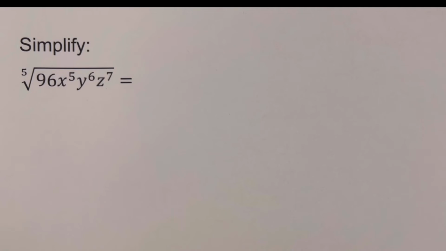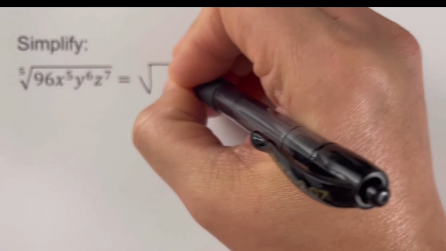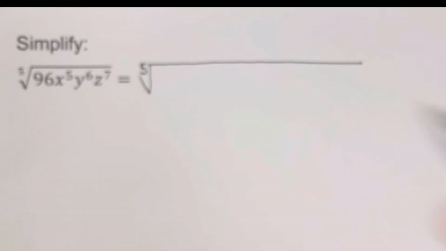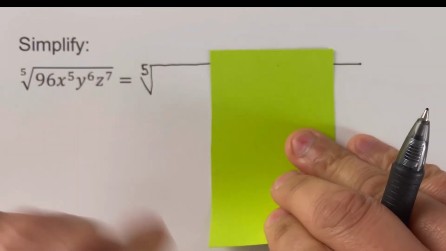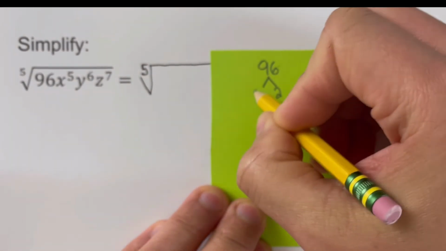Okay, so we go over the problem here. Again, the first step is to expand the given expression. So I'm going to go ahead and write that radical symbol right here. Please remember that this is to the 5th root. So we are going to expand 96 to its prime factors. I'm going to go ahead and show that work on the side here.